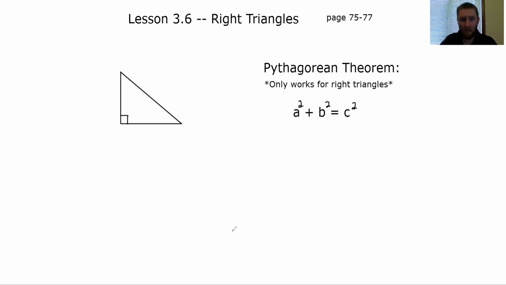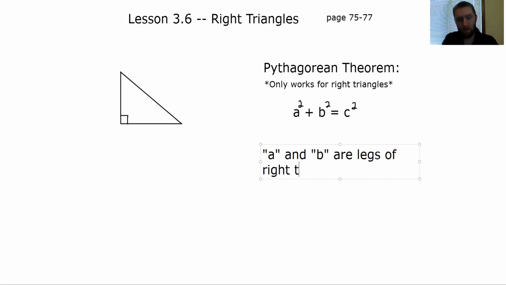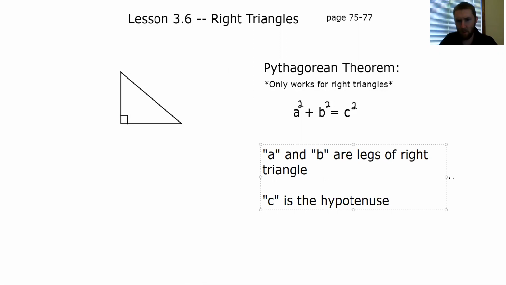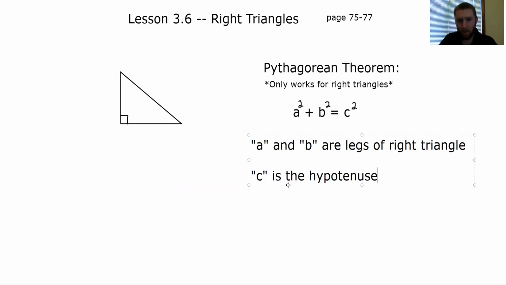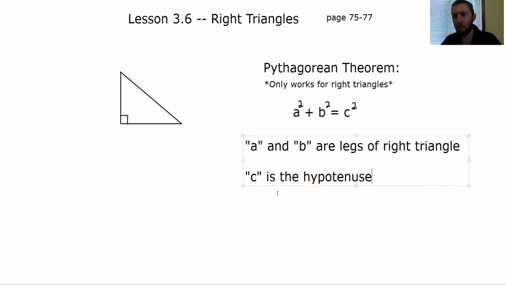The a and b from that formula are the two legs of our right triangle, and c is the hypotenuse. So a and b in that formula are the legs of the right triangle, and c is the hypotenuse. I'll leave that right there. What this allows us to do is find the length of any side of a right triangle as long as we know the other two.